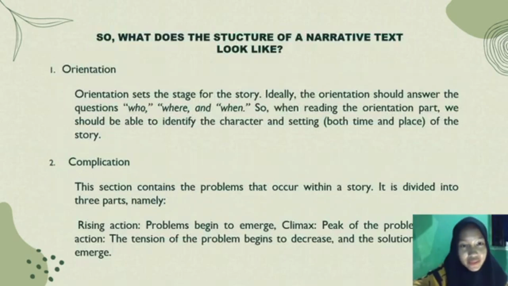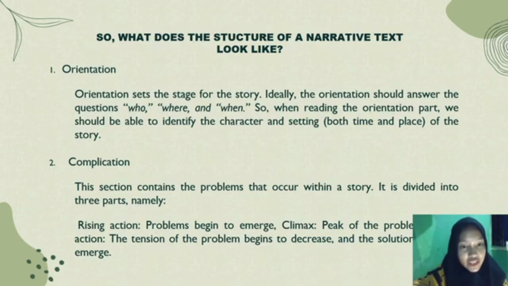So what does the structure of a narrative text look like? Number one, orientation. Orientation sets the stage for the story. Ideally, the orientation should answer the questions who, where, and when. So when reading the orientation part, we should be able to identify the character and setting, both time and place of the story. Number two, complication.